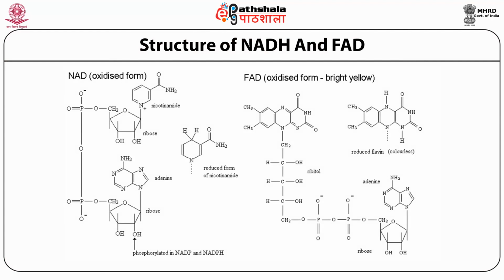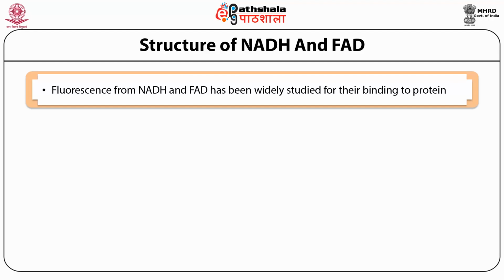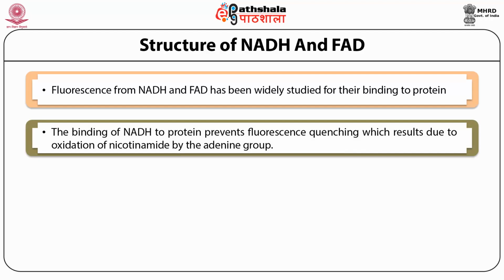This slide shows you the structure of NADH and FAD. We already know NADH is fluorescent in reduced form, whereas it's non-fluorescent in oxidized form. FADH is also bright yellow in oxidized form. Fluorescence from NADH and FADH has been widely studied for their binding to proteins. The binding of NADH to protein prevents fluorescence quenching, which results from oxidation of nicotinamide by the adenine group.